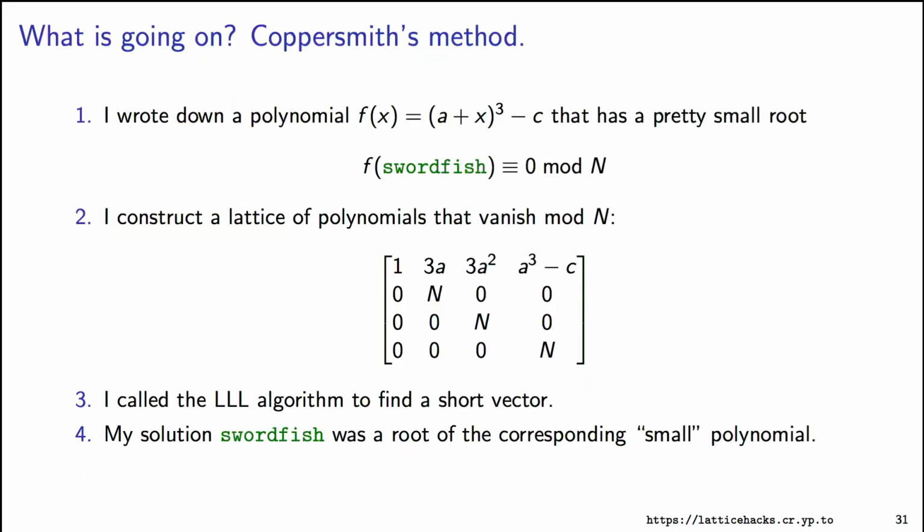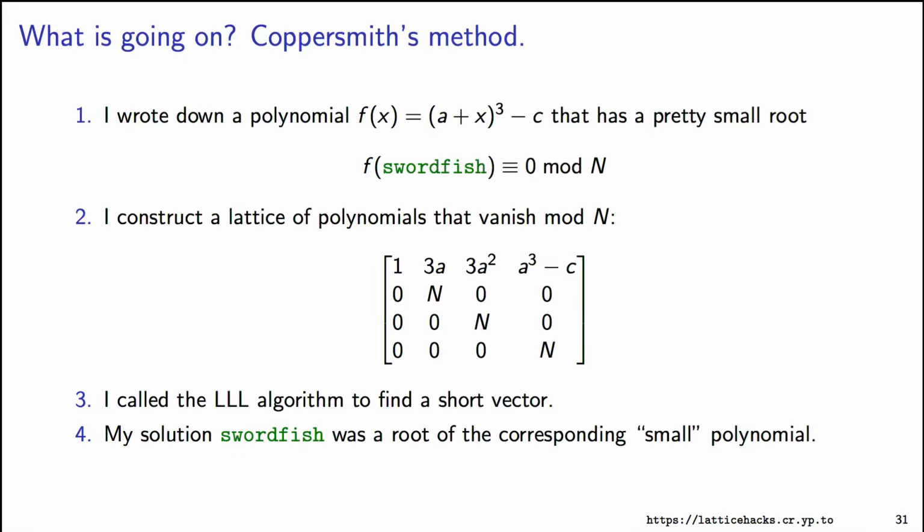So, okay, what's going on? It looks very much like before, so I'm going to write this in English. I don't expect you to necessarily be able to prove that this works, but just to verify that we're doing something. I wrote down some polynomial that has this pretty small root. In this case, I don't know what swordfish is, but I know that swordfish plus the thing that I guessed for the message is my message, and I know if I cube that mod n, then I get the ciphertext.